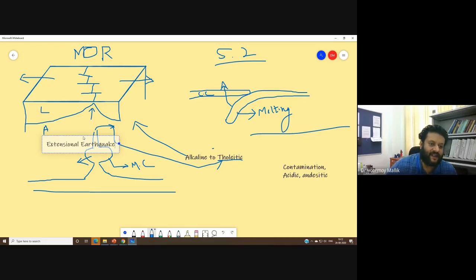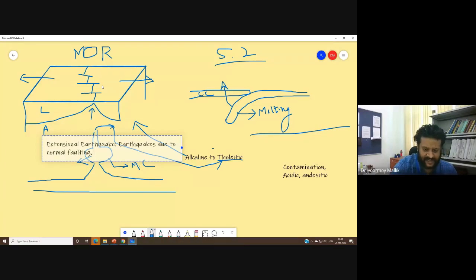Extensional earthquake means the earthquakes formed by normal faults, or earthquakes due to normal faulting. We will discuss how extension is related to normal faulting later on in your structural geology class next semester. But for the time being, remember, if I have a direct extension in the crust, what happens in the mid-oceanic ridge, we observe normal faults, and the earthquakes are generated due to normal faulting.